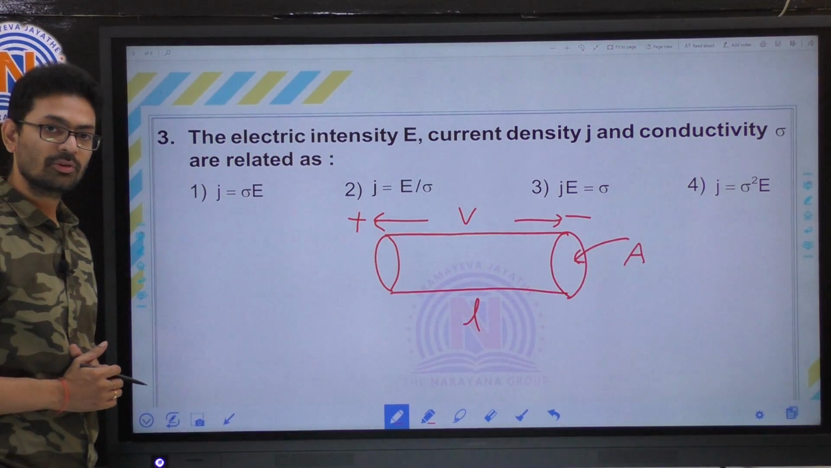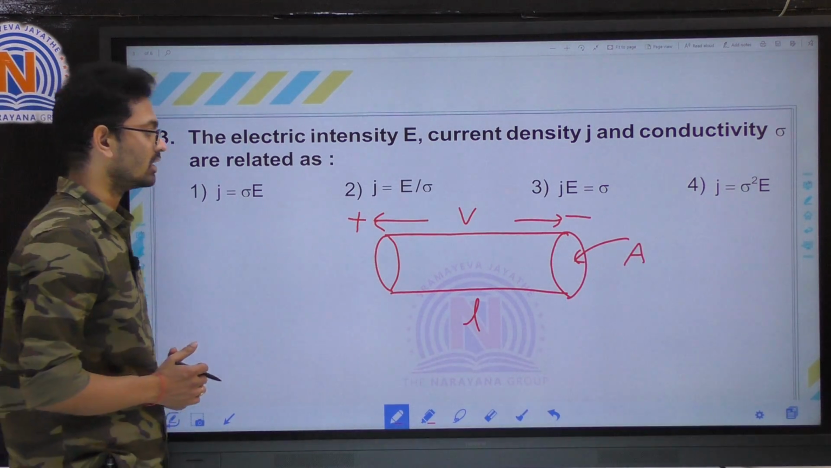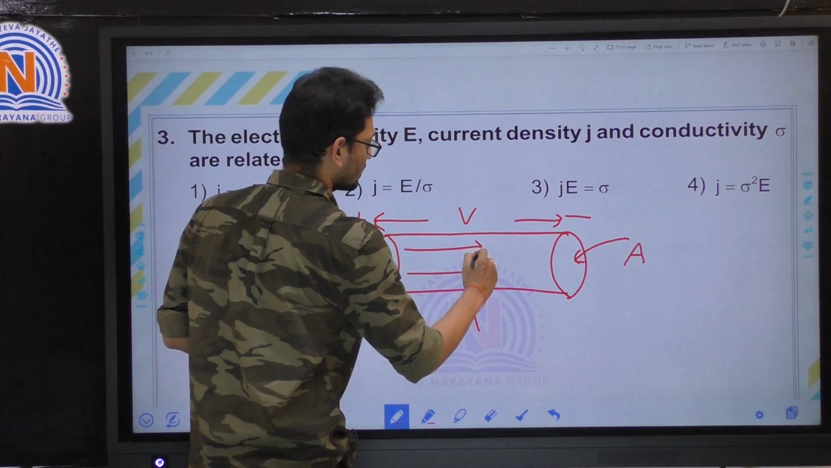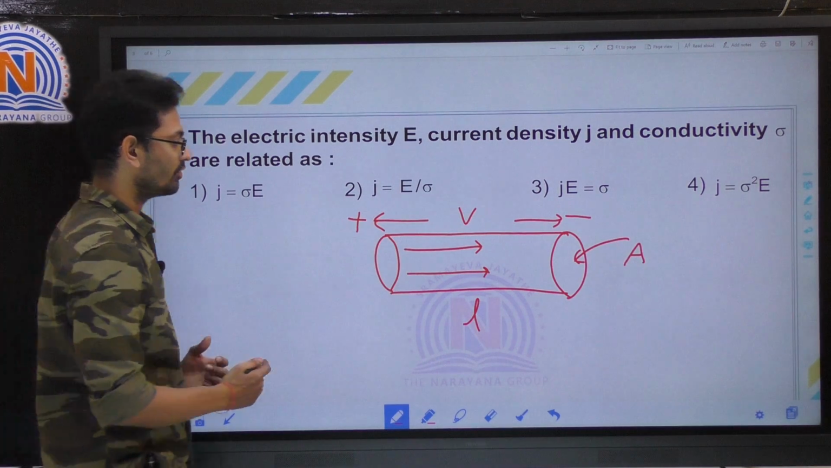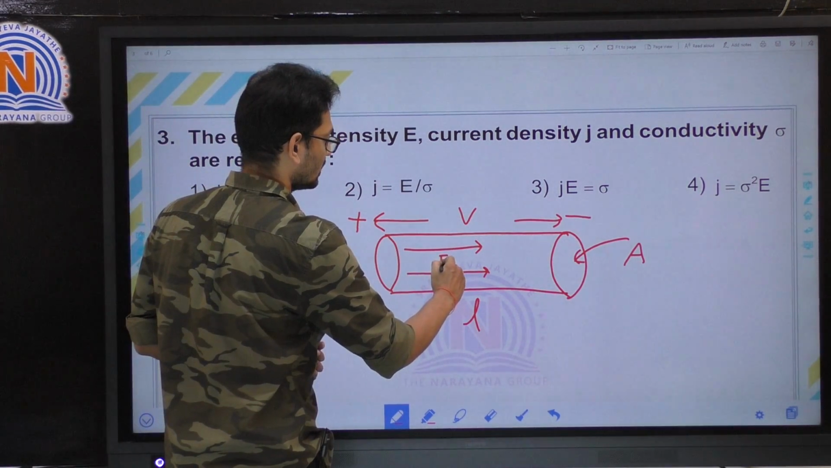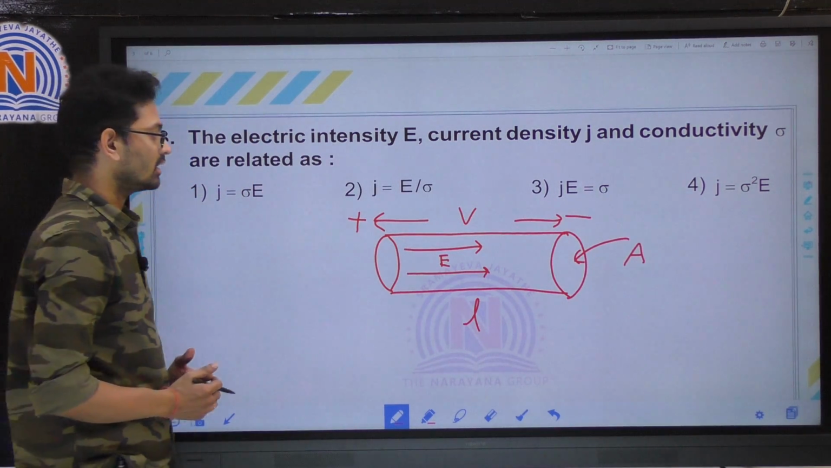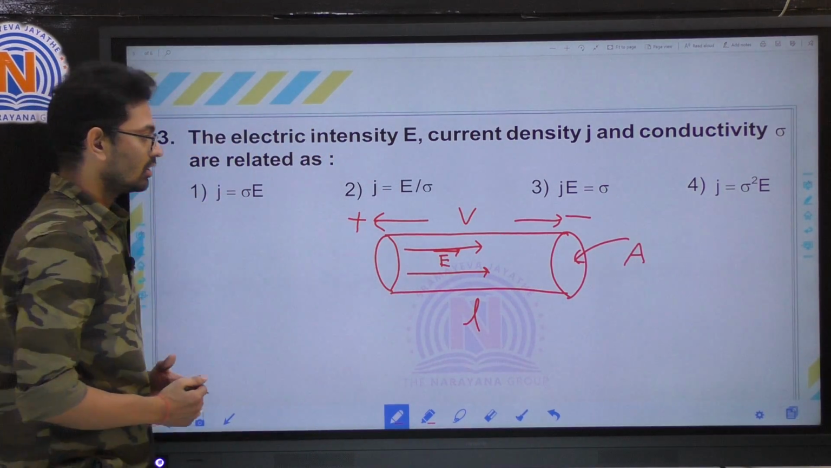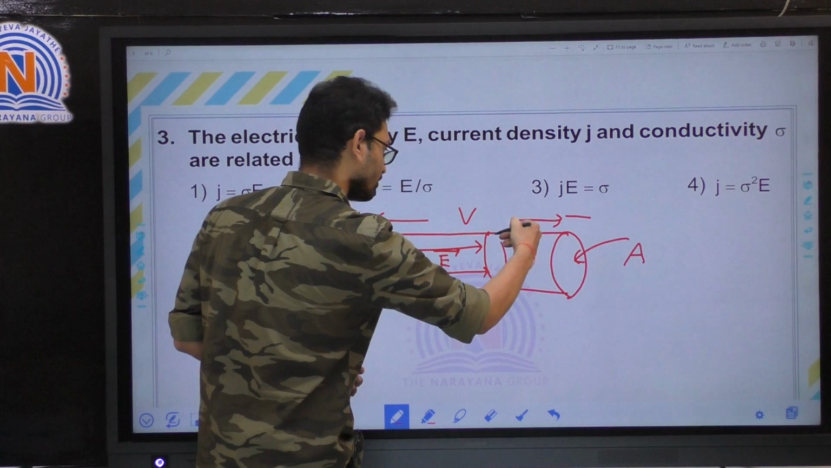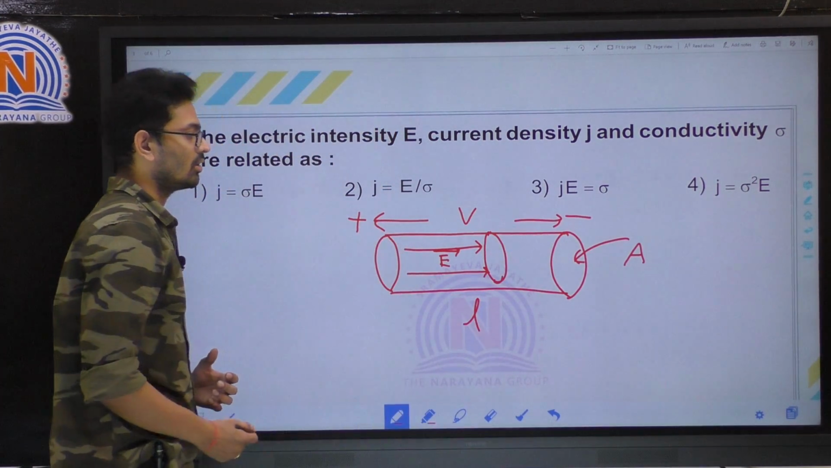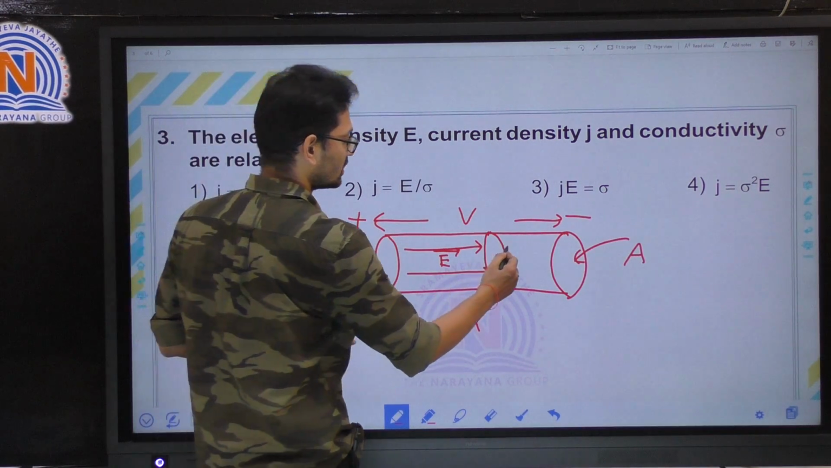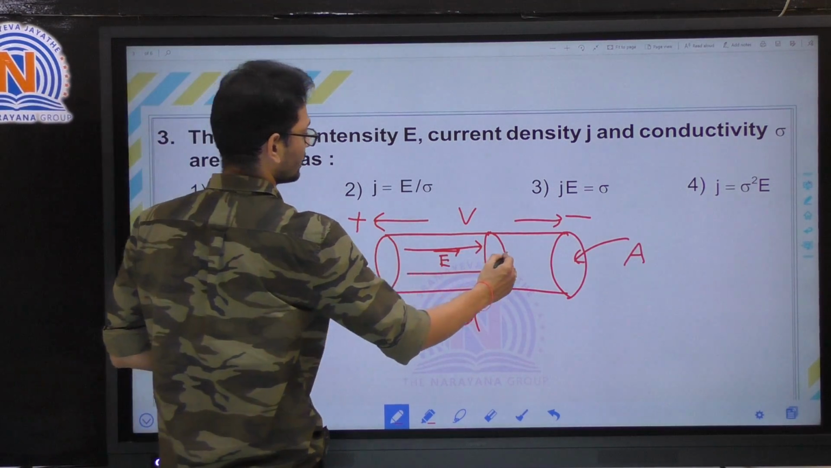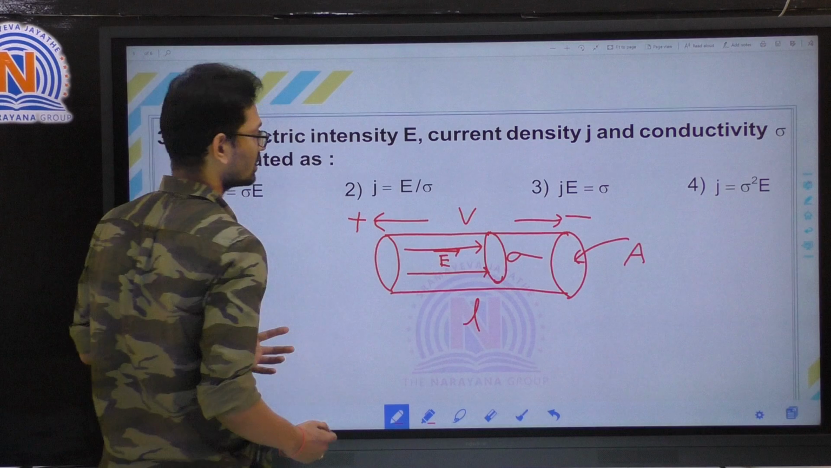Now, as you give the potential difference, definitely for this conductor you will find an electric field created inside it. The electric field created inside is given by E, and it is a vector quantity. Now let us take a small cross-sectional area over here. Now the density over here, we'll talk about as conductivity. Let us take the conductivity.